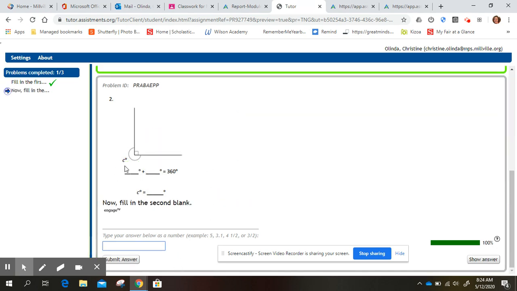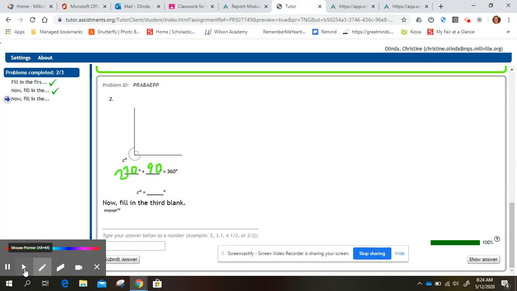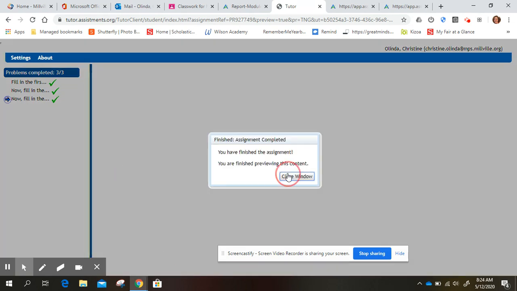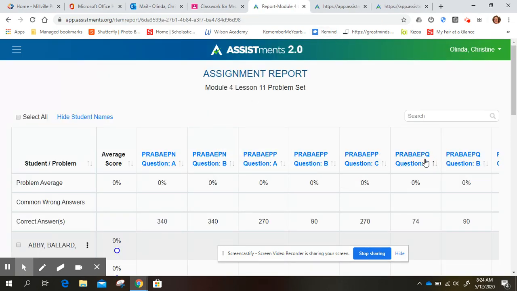And it's the same thing. So 270 plus 90. So I know my second, it says now fill in the second blank, and that would have to be 90. And that was correct. Now fill in the third blank. So this one was 270, which is what we solved for. And we know that this is 90. And so they're asking me to fill in the third blank. That would be this. So C is 270. And we got that.